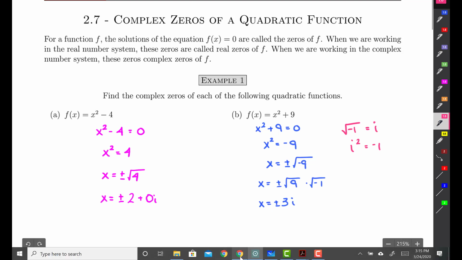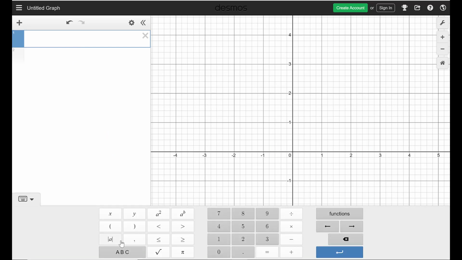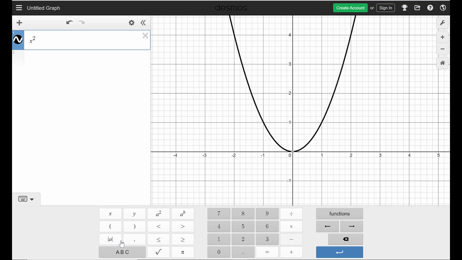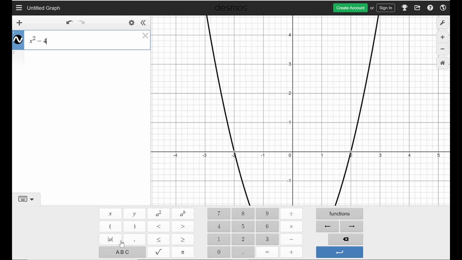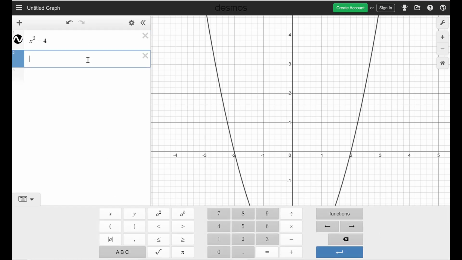I will illustrate to you graphically what we're looking at here. Let's consider example A, which was x squared minus 4. You can see we have these two distinct points where the graph crosses the x-axis. Those are its zeros. But now what about in the case of x squared plus 9?